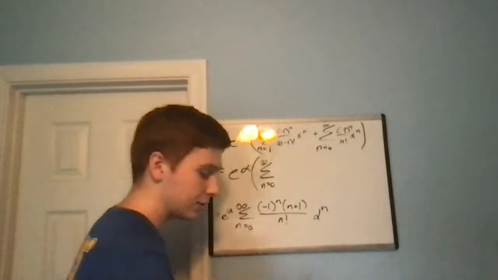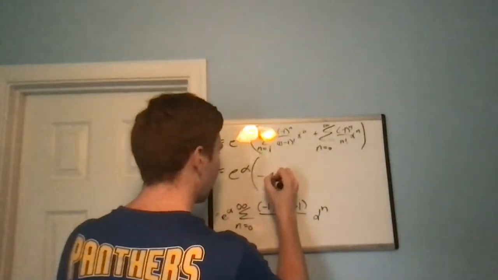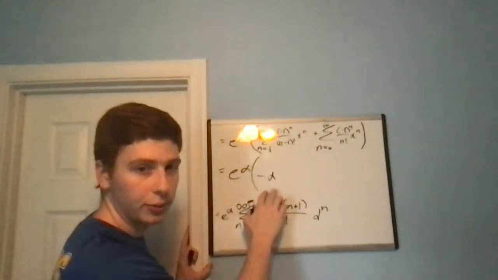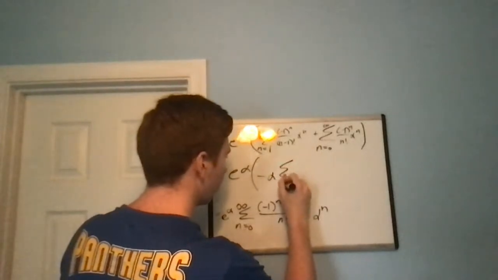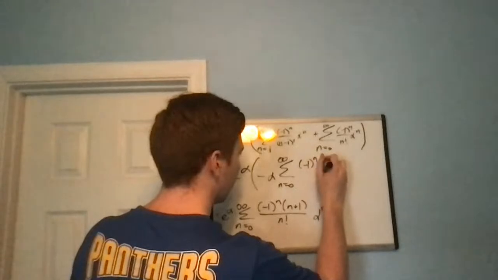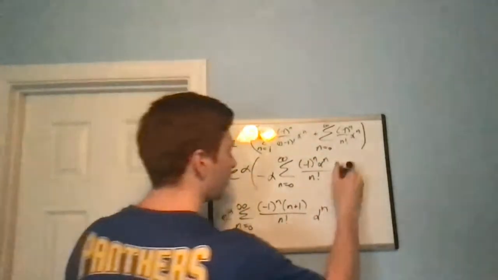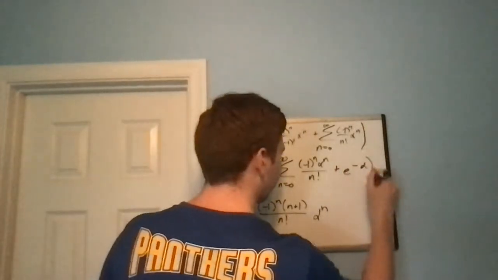So what that means is, when all is said and done, we're going to get -α. Those are the extra -1 and α that we get. The sum from n equals 0 to infinity of (-1)^n α^n over n factorial simplifies like that. Then this, like I said, is e to the -α.